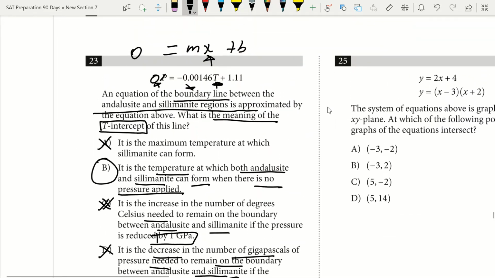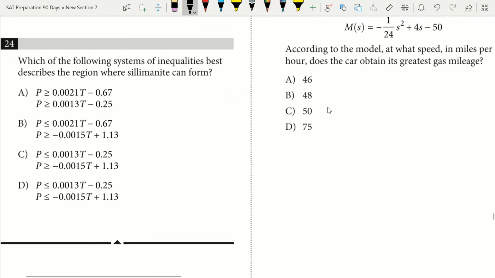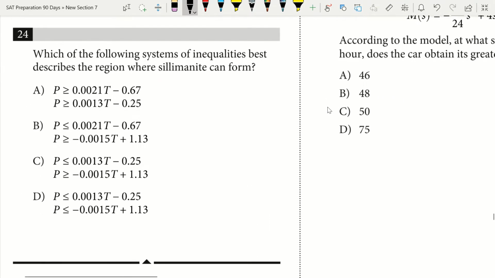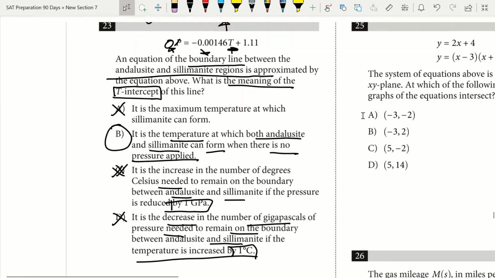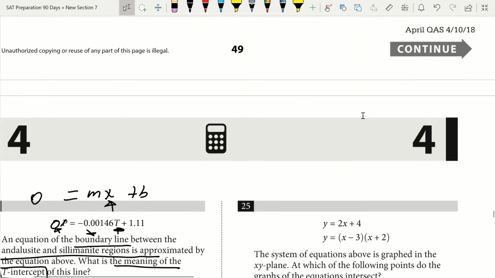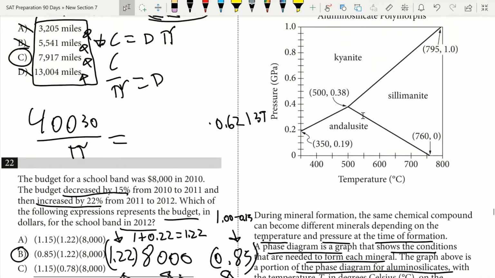Okay, now we've got question 24. Keep in mind it's also referring to that information in that phase diagram. So which of the following systems of inequalities best describes the region where sillimanite can form? Well, we have to go back up and find where sillimanite can form, come up with the equations for that. So let's go up. Let's find where sillimanite can form.